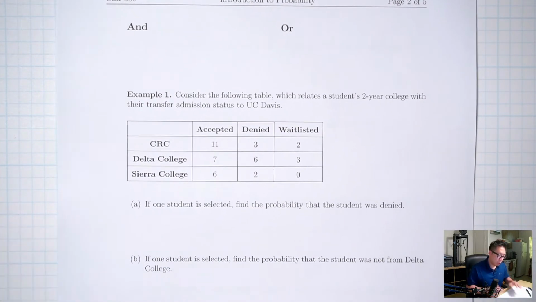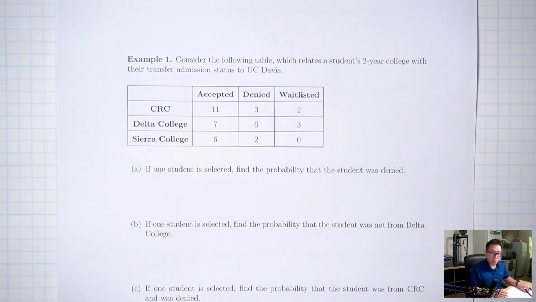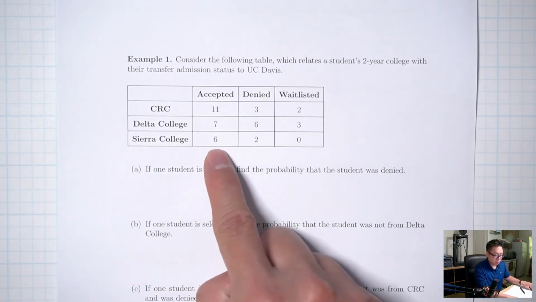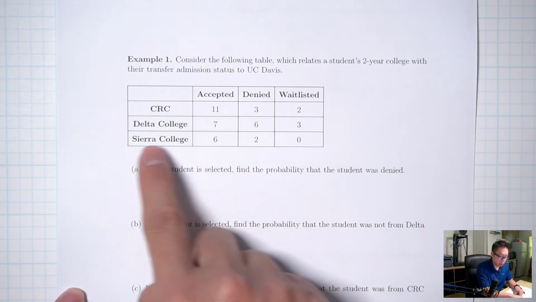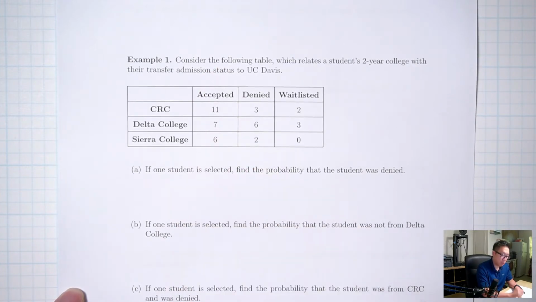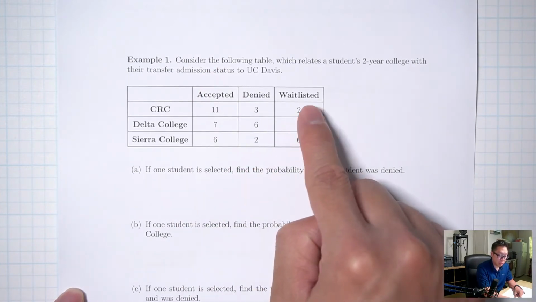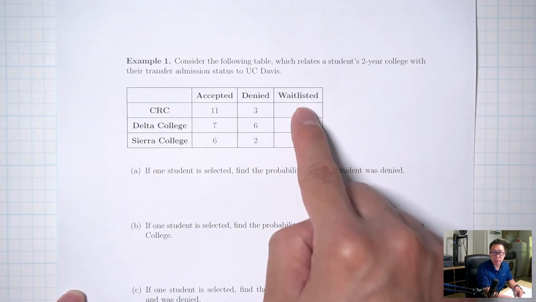Example 1. Consider the following table which relates a student's 2-year college with their transfer admission status at UC Davis. Let's first talk about how you read this table. This 6. What does this 6 mean? This 6 means that there are 6 students who are from Sierra College, and at the same time they were accepted to UC Davis. What about this 2? These 2 students are from Sierra College, and at the same time they were waitlisted at UC Davis.